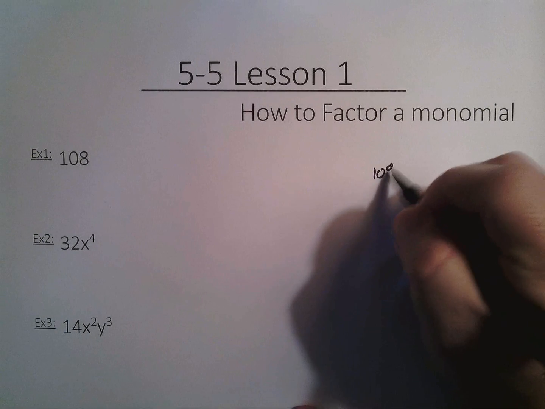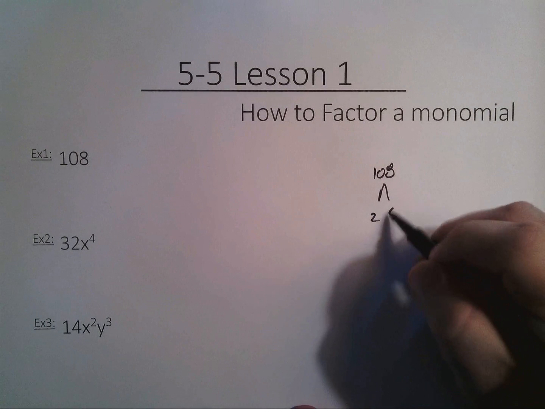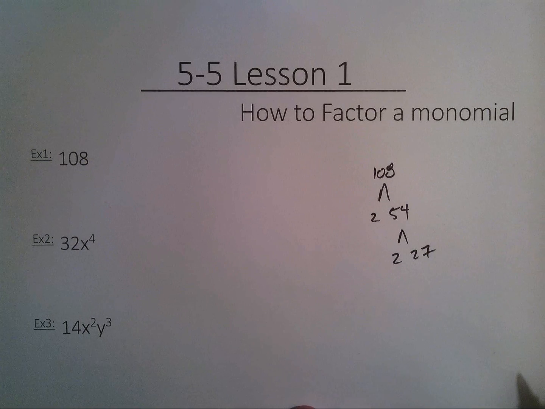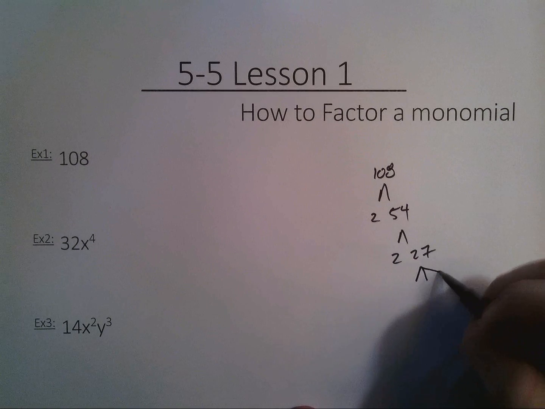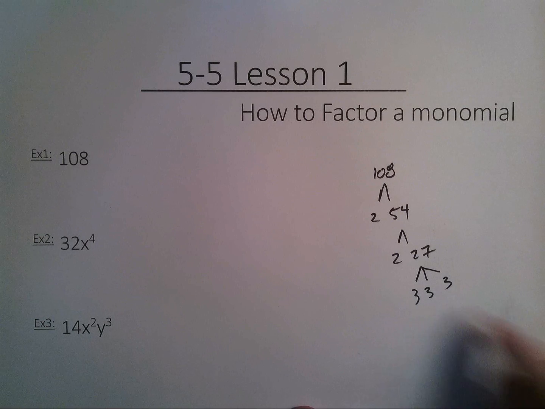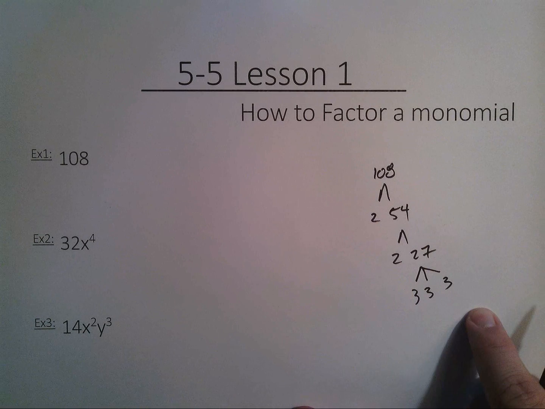So if I have 108, I know that 2 goes into it 54 times, and then 2 goes into that 27 times. Once the number's small enough, I can generally know what goes into it. 27 is a product of 3 and 3 and 3. 3 times 3 is 9, 9 times 3 is 27. So this is 108 in a factor tree.